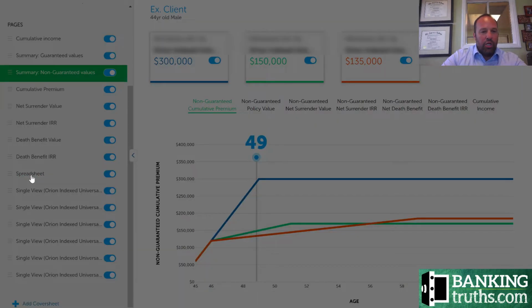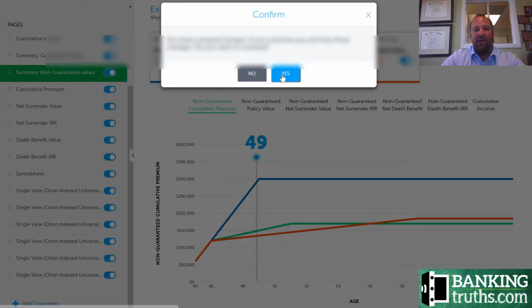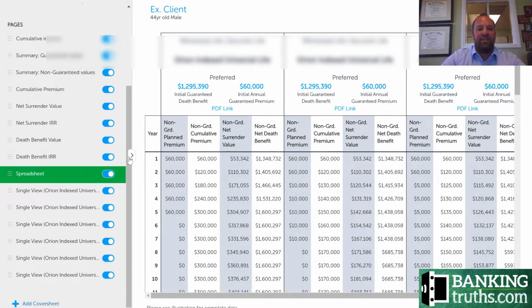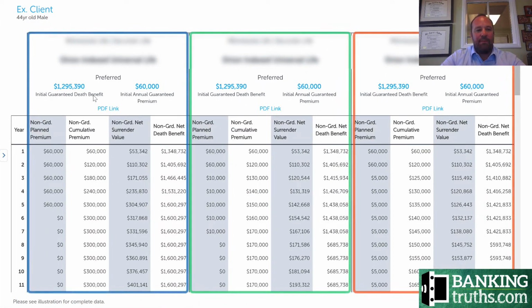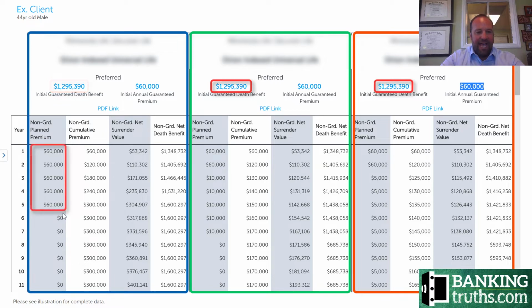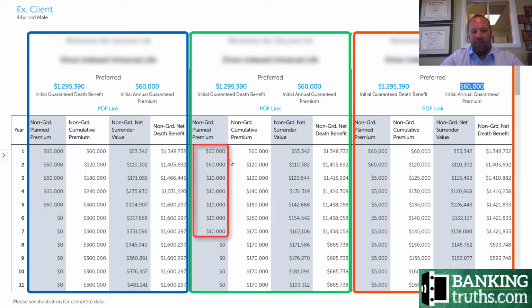Let's look exactly at what's happening here in the simplified spreadsheet view. Again, exact same policy across the board, starting with $1.295 million of death benefit, planned premium of 60. You can see here that the 60,000s are going in for 5 years, totally optimal. In the green scenario, we see 60,000 for 2 years and then 10s for 5 more years, filling it up as much as they can after 7.